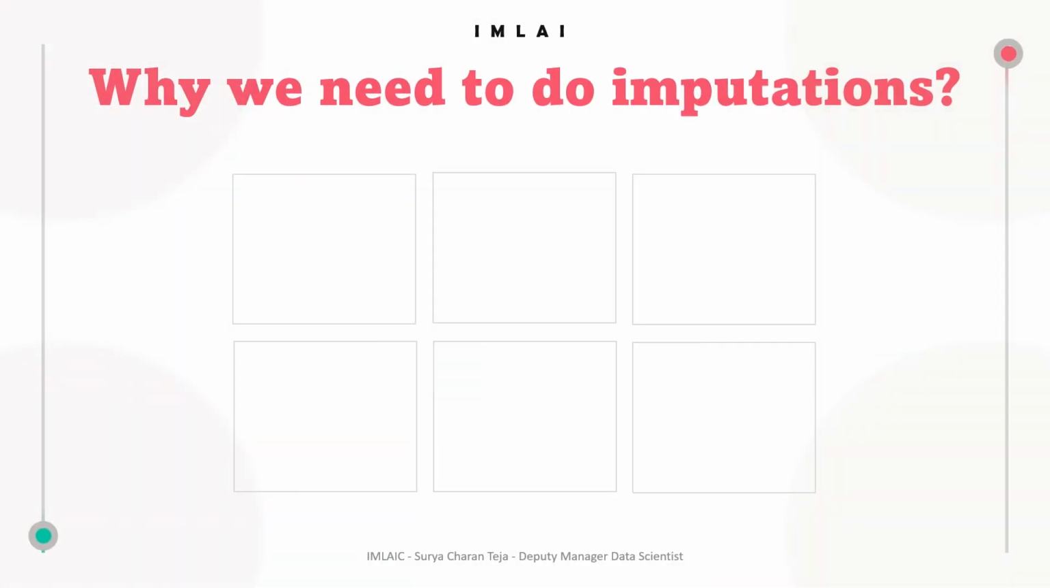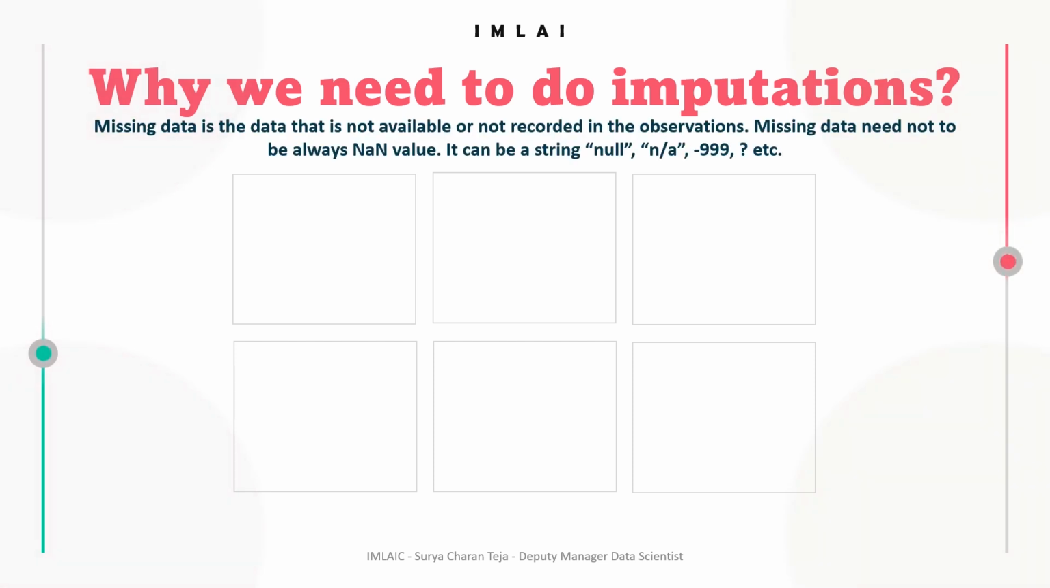Now the question arises why we need to do imputations or data imputation. Missing data is the data that is not available or not recorded in the observations. Missing data need not always be a capital NaN value. It can be a string such as null or not available, N/A, or just a simple minus triple line, or just a question mark, etc. So a missing value does not always have to be a NaN value. It could be null or not available also.